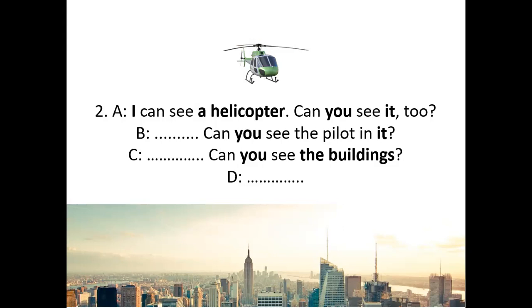Now this time we say, for example, can you see a helicopter in the sky? Yes, I can see the helicopter in the sky. Or yes, I can see it. Can you see the pilot in it? No, I can't see him or her. Is it clear? We are not sure whether the pilot is a gentleman or a lady. So can we answer this question like this? Can you see the pilot in it? No, I can't see him or her in it. Or just, no, I can't see the pilot in the helicopter. But there is no need. It isn't necessary to repeat the nouns again and again.